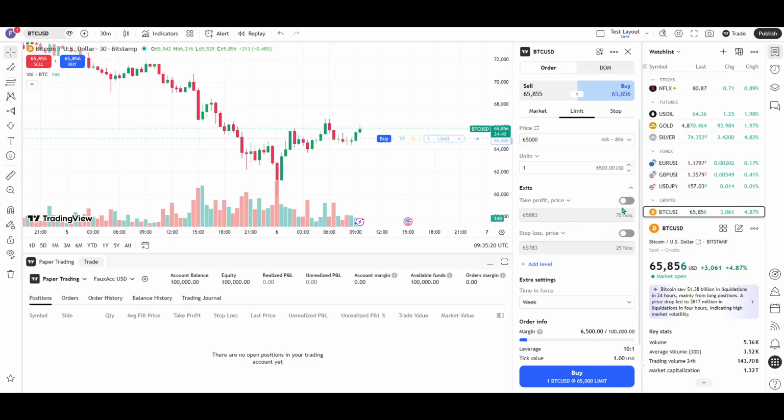Practice with paper trading first, review your broker's fees, and always manage risk responsibly.